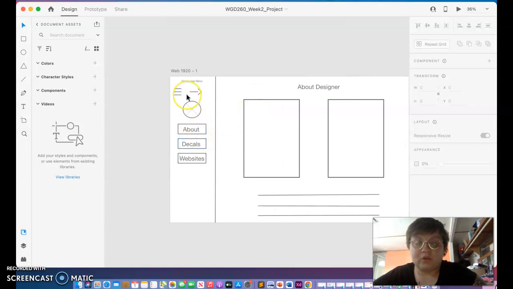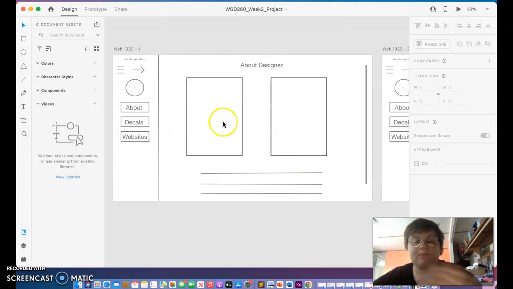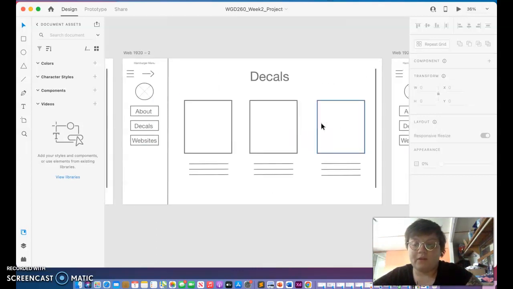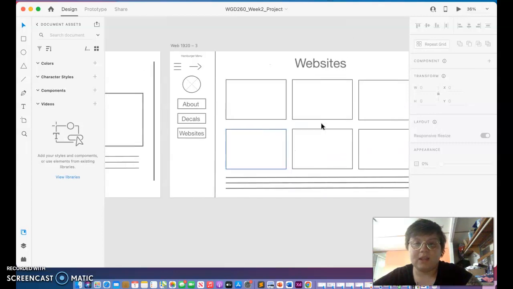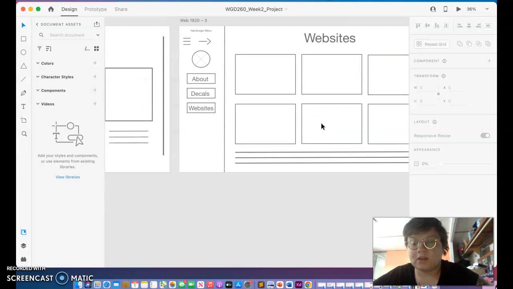So with this one I chose a pull-out menu with a hamburger menu. So when it pulls out, an image right here, with that right there, about the designer, so this would be the 2 images that I would use of myself, and then the description, and this would be my decals that I will show off, and then this as well right here would be the websites that I have used and the layouts of them and such.